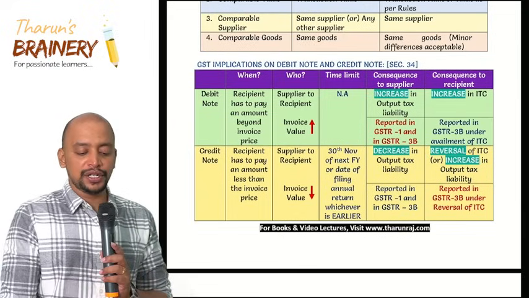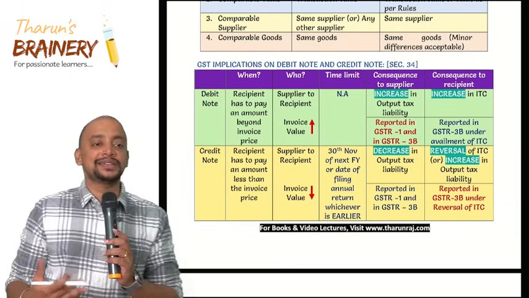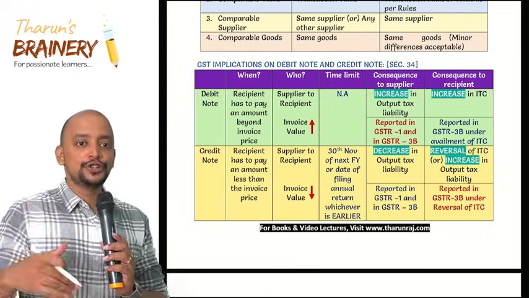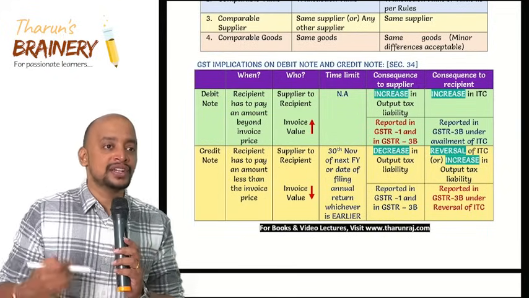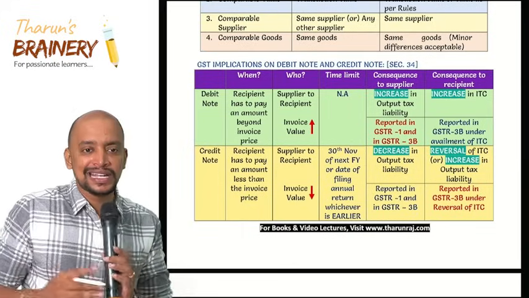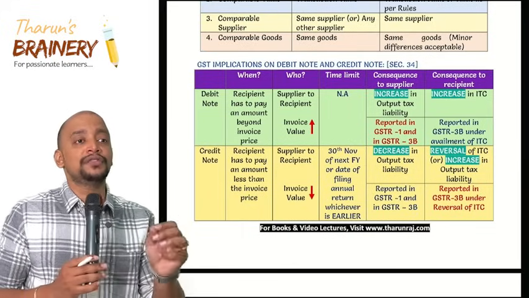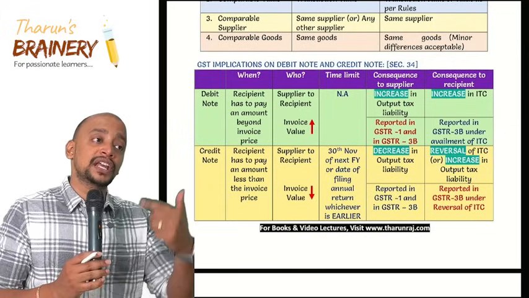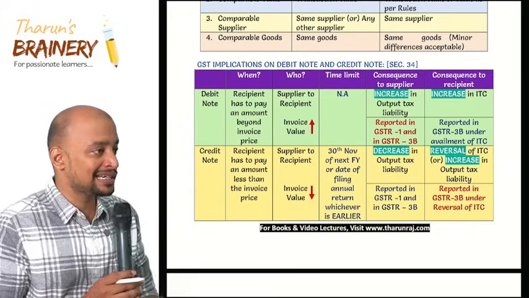Now, because of a debit note, what will happen to the supplier? What will happen to the supplier's tax implications? The supplier's liability will increase because you need to pay the additional tax on that. Because of this, what will happen to the recipient? The recipient can take ITC. Can the recipient take ITC based on a debit note? Yes. Debit note is one of the valid documents for the purpose of availment of ITC. The supplier need not give an invoice. If the debit note is given, even on the basis of the debit note, the recipient can take ITC.